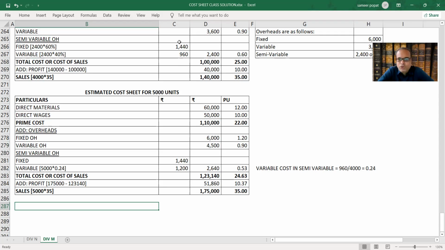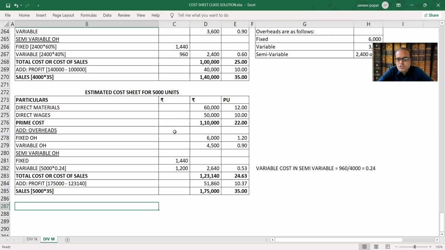See, this is for 4,000 units. So for 4,000 units, 1,440 plus 960, that is 2,400, is your semi-variable cost. So this is the breakup of 2,400 into fixed and variable. So if we know the breakup into fixed and variable, apply the rule accordingly.